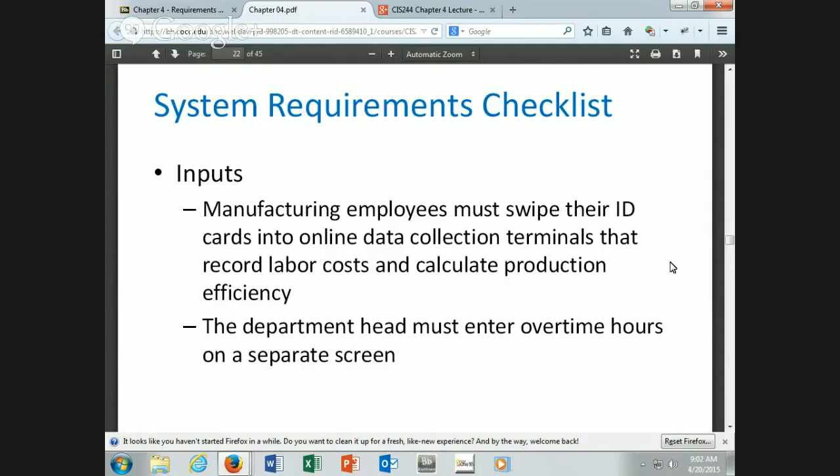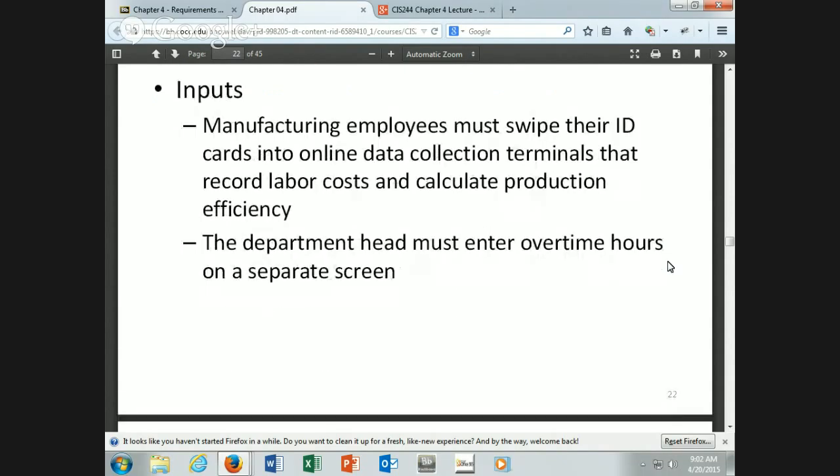When employees started trying to work too fast, what happened to the quality of the product? It went down. When they worked too slow, what happened to the cost of the product? Yep. So we need to find that happy medium. Department head must enter overtime hours on a separate screen.